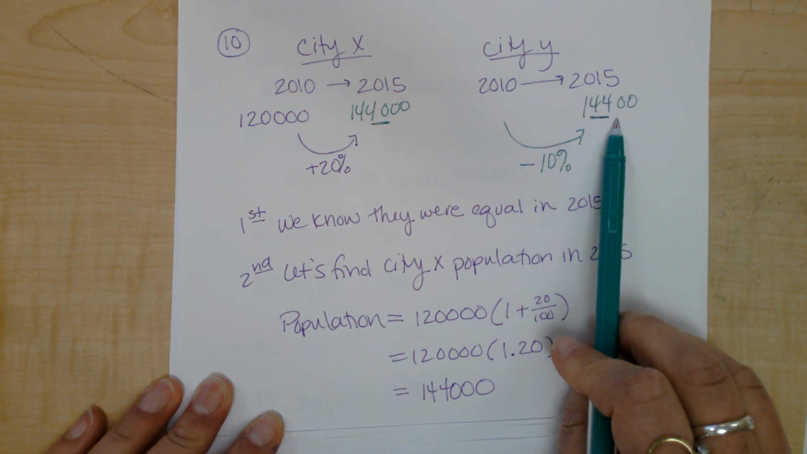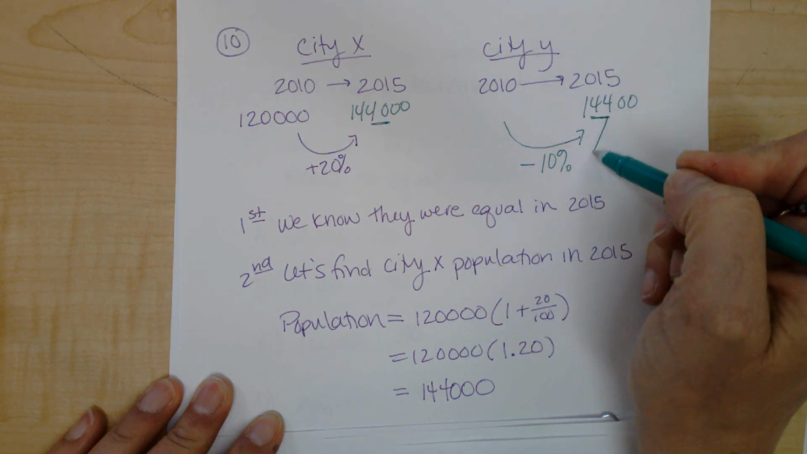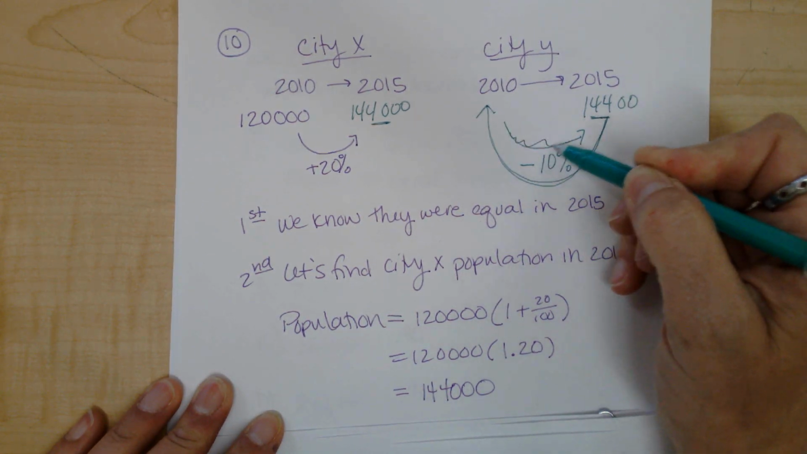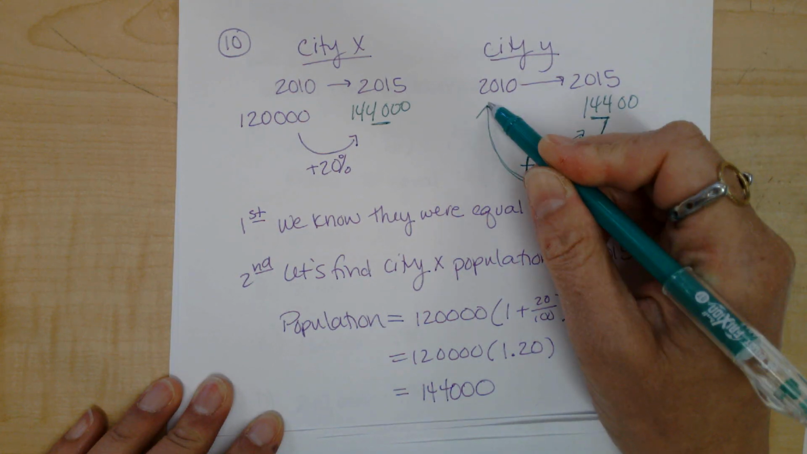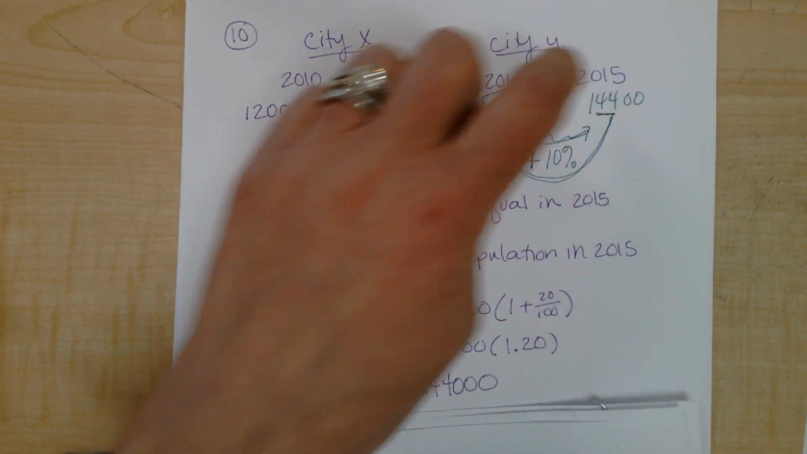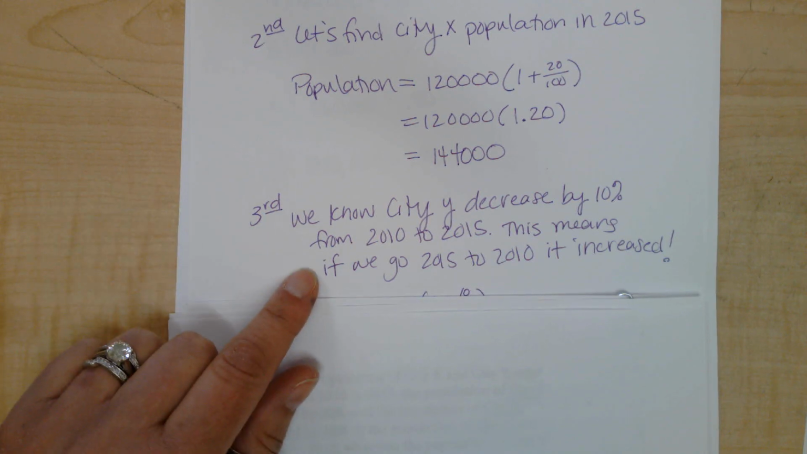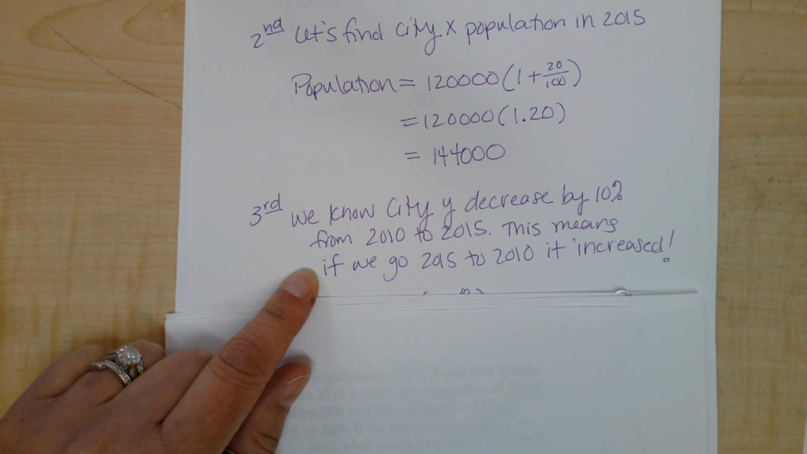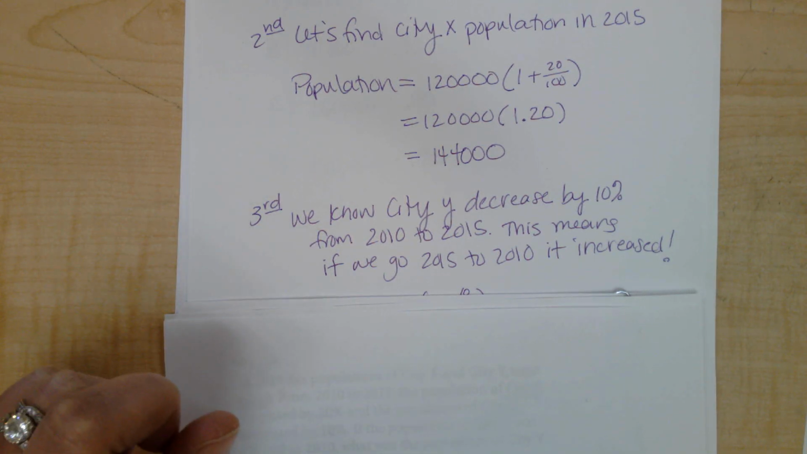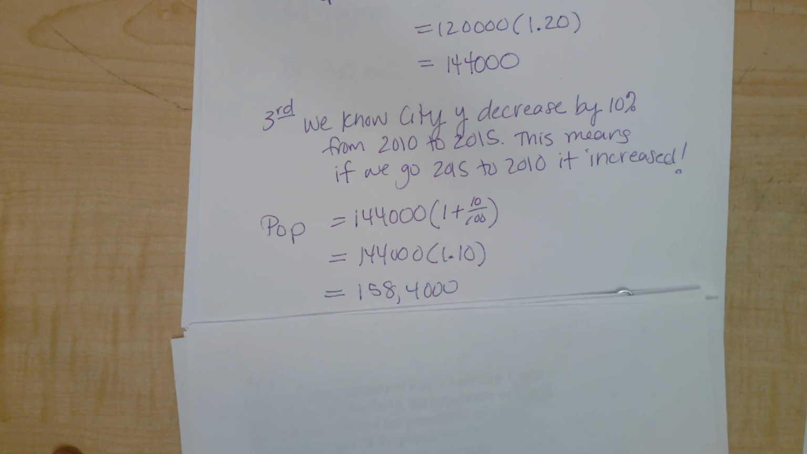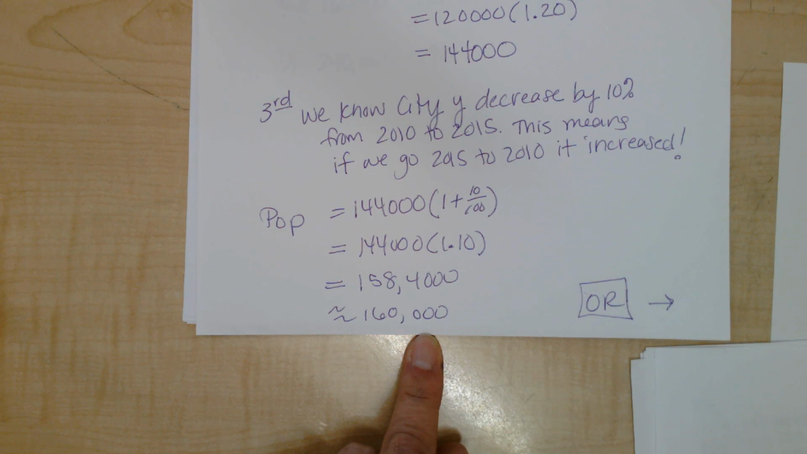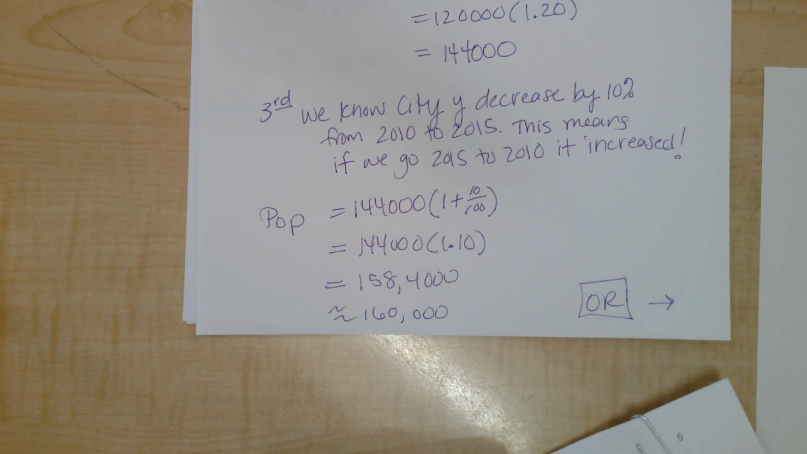So now that we have an amount here, we're actually now going this way. When we go backwards, we're not decreasing by 10% anymore, right? We're going to be increasing. So this amount was more here, so we know it's going to be higher than 144. We know city Y decreases by 10% from 2010 to 2015. This means if we go from 2015 to 2010, it increased. So let's find that increase with our percent increase, which is 160,000, which was one of our answers here.